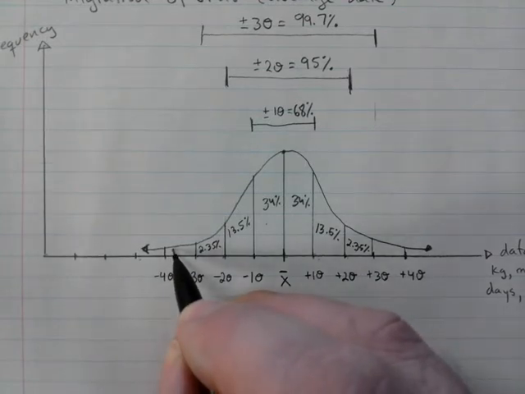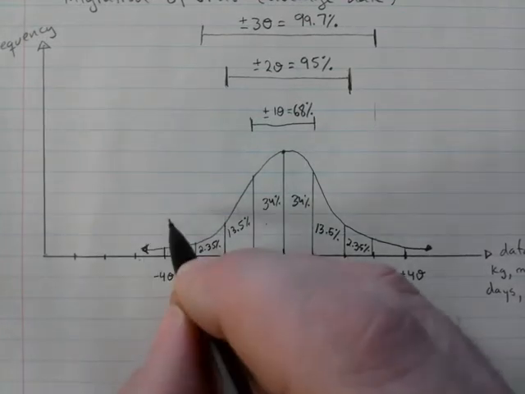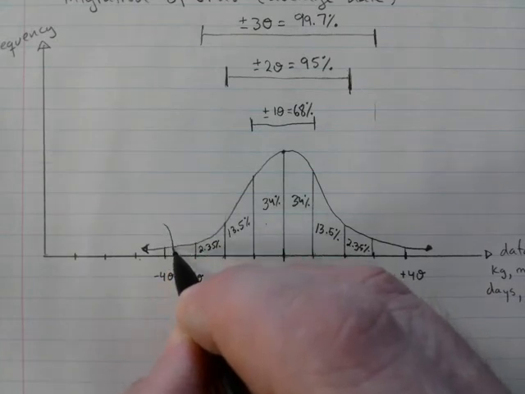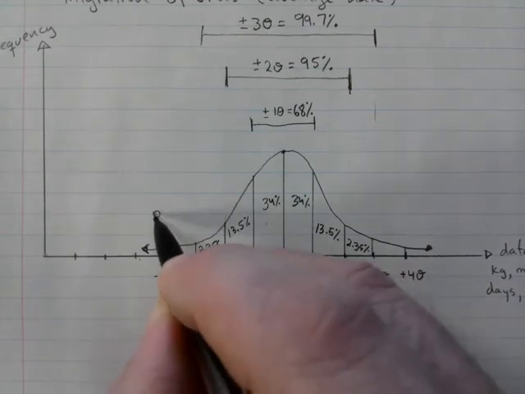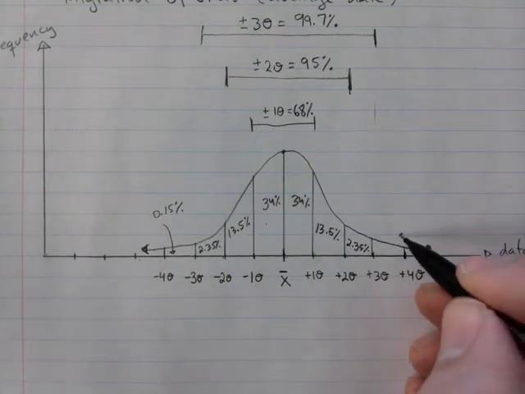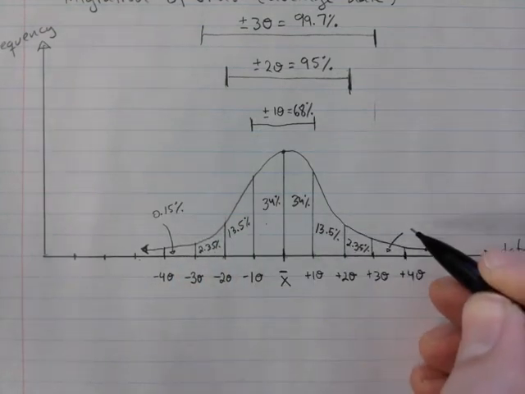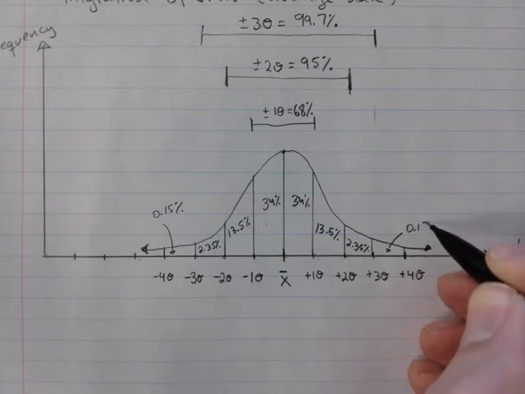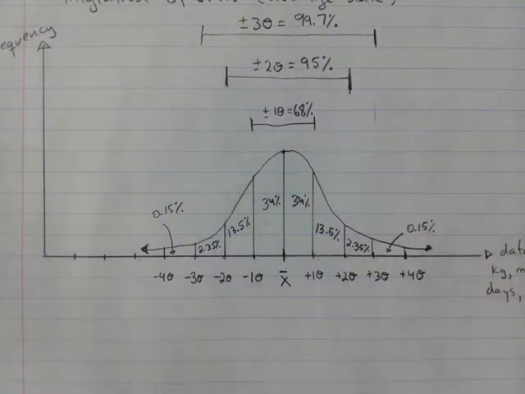So this little sliver here, I will just do with an arrow. That is 0.15%. And this little sliver here is 0.15%. So basically 100% of the data would fall within 4 standard deviations of the mean.